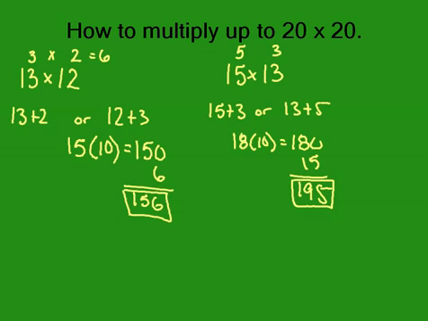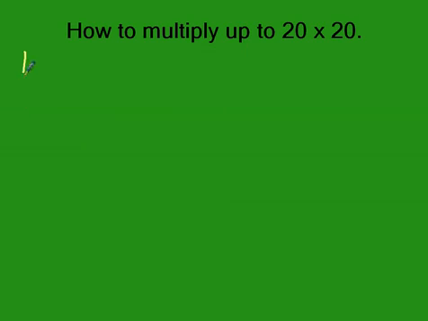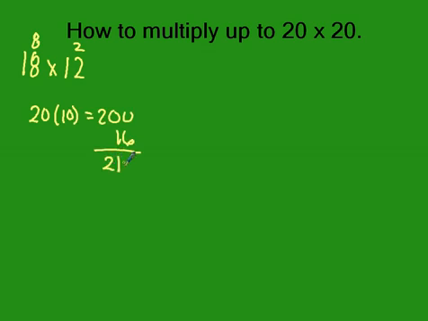All right, let's take a look at two more problems, maybe three. I always find the ones that add up to 20 are the easiest. If we take 18 and 12, that's 8 above and that's 2 above. We cross add. Either way we get 20. 20 times 10 is 200, and 200 plus 16 is 216.